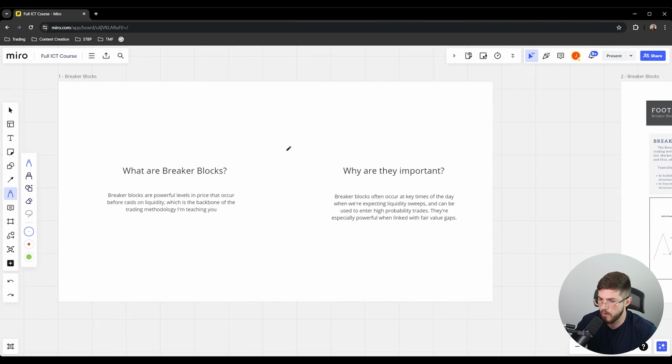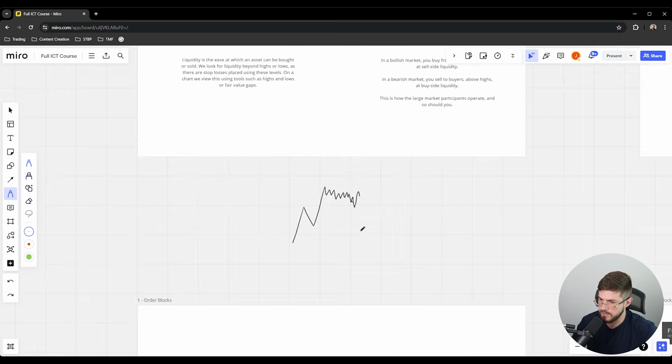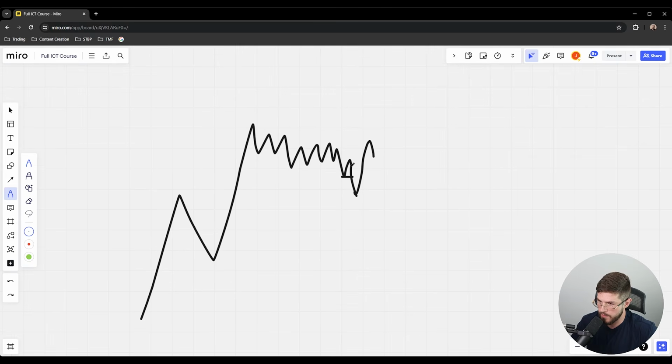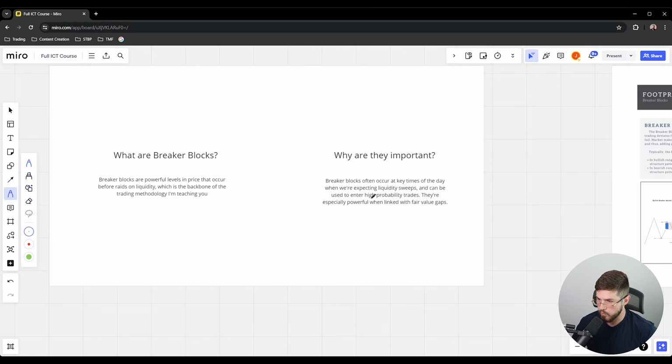So what are breaker blocks? Well, they're going to be powerful levels in price that occur before raids on liquidity. So going back up to these examples we talked about, whenever there's a manipulation, there's almost always a breaker. Okay, we're going to talk about how to spot them, but just remember this key concept. So why are they important? Well, they're going to occur at key times of the day when we're expecting liquidity sweeps, which is very powerful because it allows us to refine when we're looking for them. You only want to be looking for these during the volatile times in the day, which we're going to get to later in the time section.